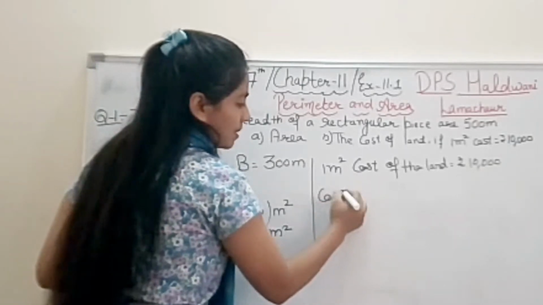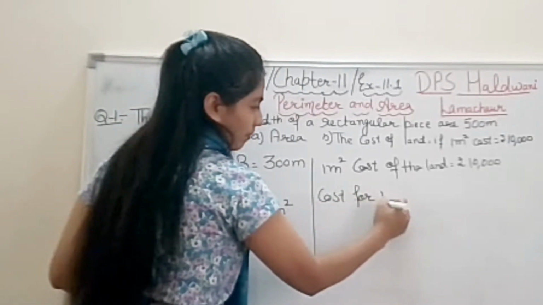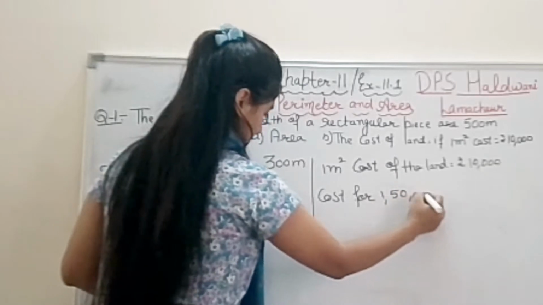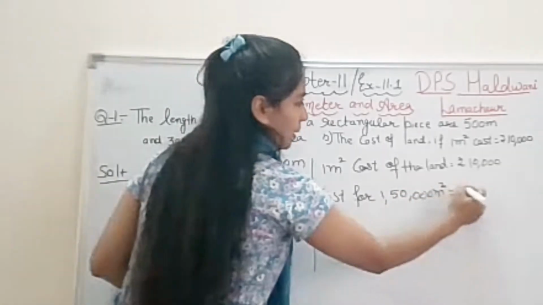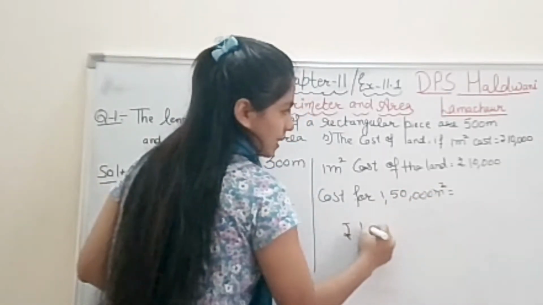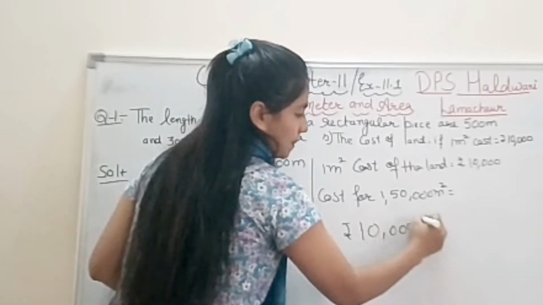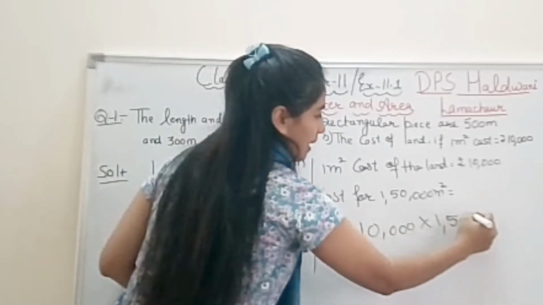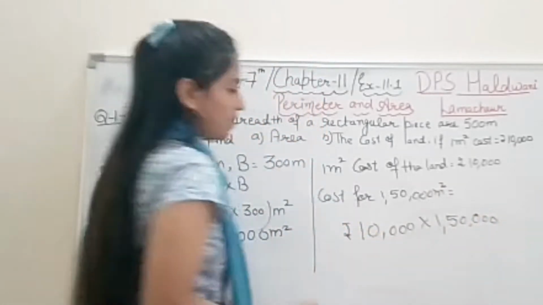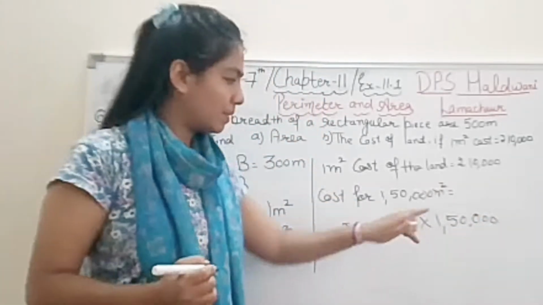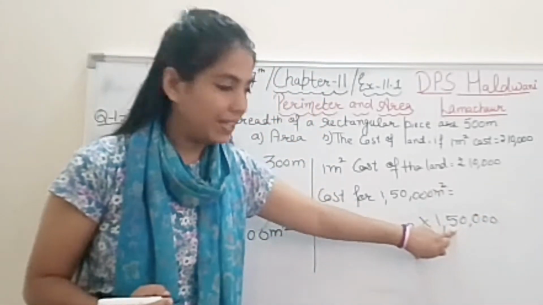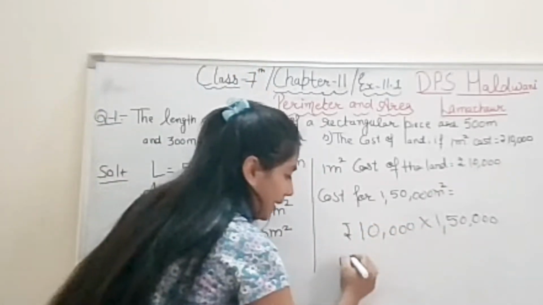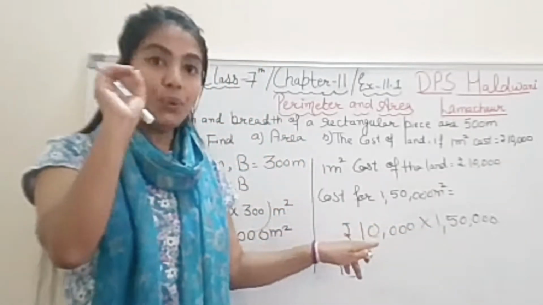So the cost for 1,50,000 meter square will be rupees 10,000 multiplied by 1,50,000. Now see, we have all zero terms. So this is 15. 15 ones are 15. Right? So how many total zeros?